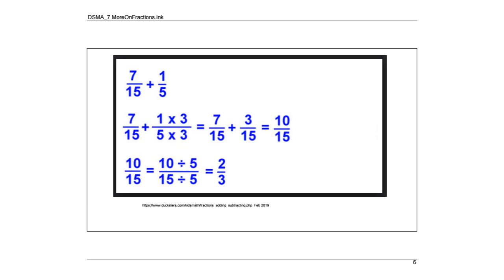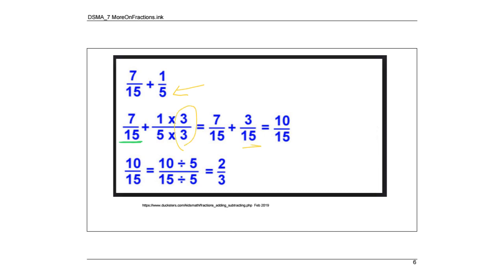All right, with this one, we're adding 7 over 15 plus 1 over 5. So again, we need a common denominator. What's nice with this problem is 5 already goes into 15. So we don't have to adjust the 7 over 15. That one's already good. However, we do need to change the 1/5 so that it has a denominator of 15 as well. So we're going to multiply both top and bottom by 3.